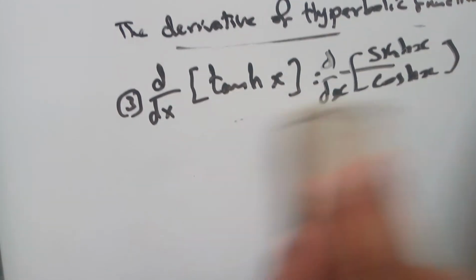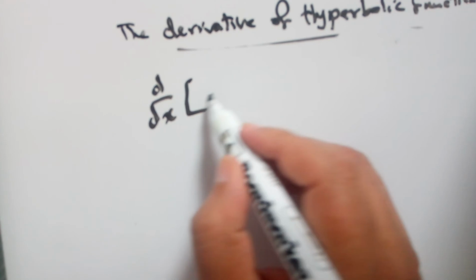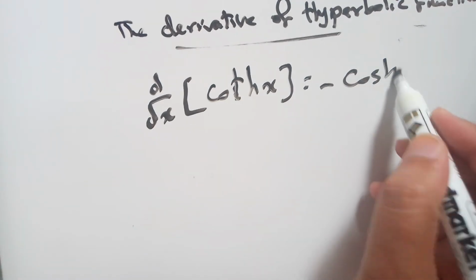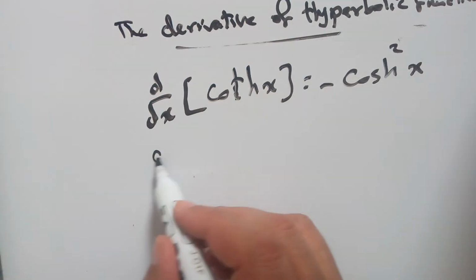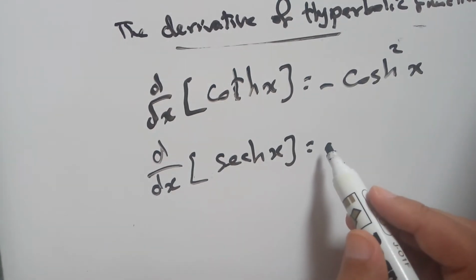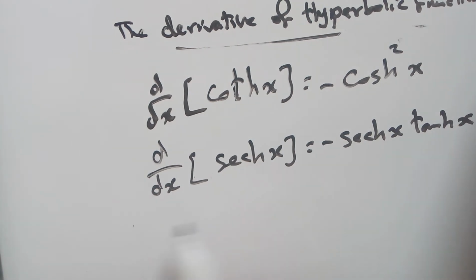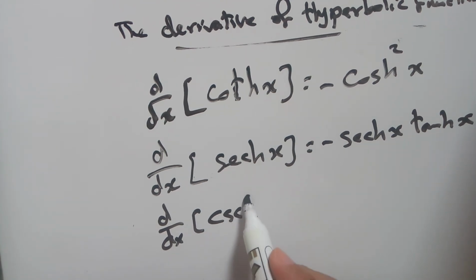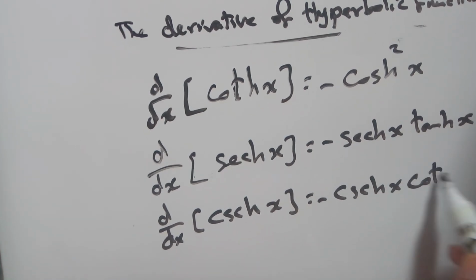In the same way, you can get d/dx for hyperbolic cotangent x, which is negative hyperbolic cosecant squared x, and d/dx for hyperbolic secant x is negative hyperbolic secant x hyperbolic tangent x, and d/dx for hyperbolic cosecant x is negative hyperbolic cosecant x hyperbolic cotangent x.